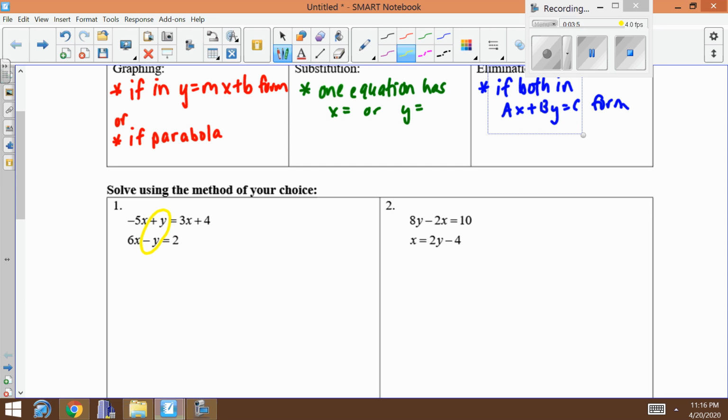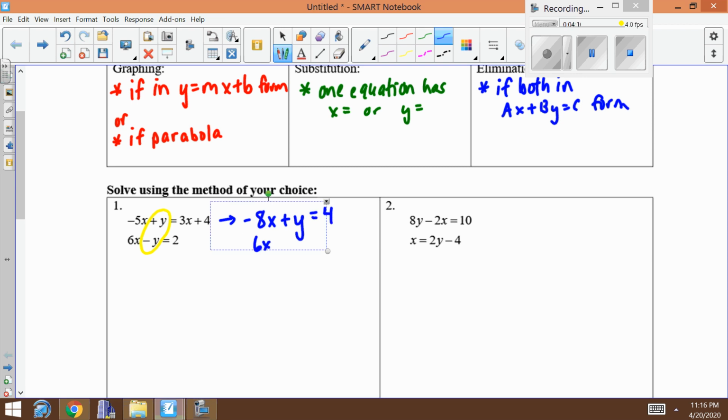You want one to be positive, one to be negative, so when you add them together, they would eliminate. Really, those y's are basically already like that. The only thing we would need to do here is move the 3x over to put it into standard form. So I'm going to subtract the 3x over.